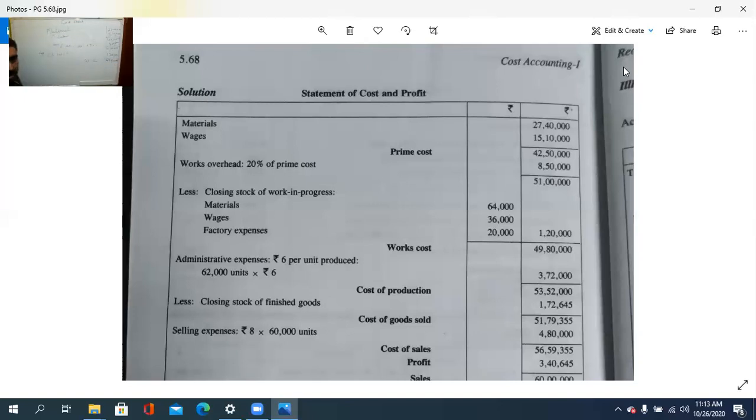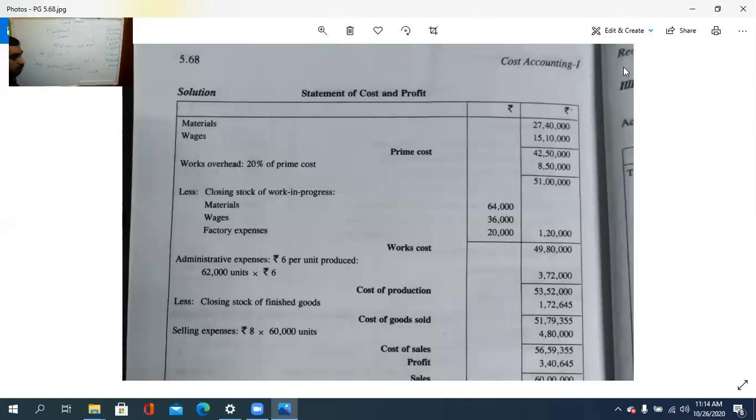Then administration overheads need to be added, isn't it? Administration overheads, how much? 62,000 is the total units produced. That is 60,000 units sold, and the finished goods closing stock is how much? 2,000 units. Total 62,000. So 62,000 into 6 per unit is the administration overhead. So it is 3,72,000. Clear?